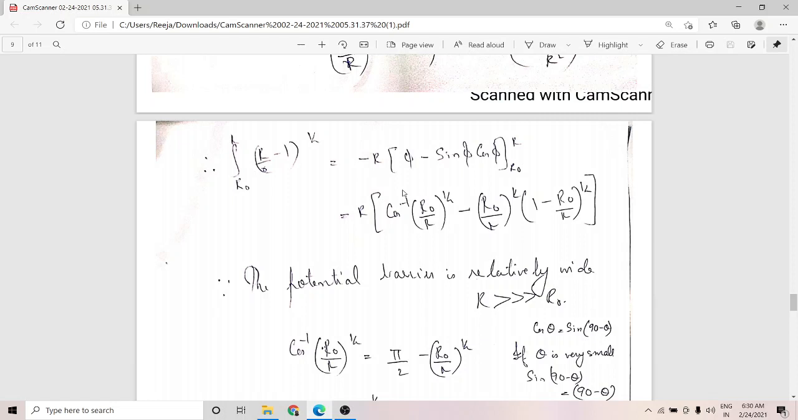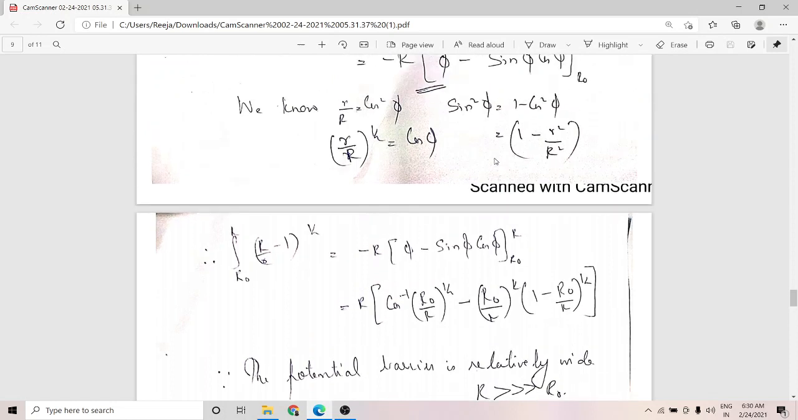So cos inverse phi is cos inverse r0 by r the whole raised to half, minus cos phi, sin phi, cos phi, all are replaced from here. Okay, phi is cos inverse root of r0 by r. Then cos phi is r0 by r the whole raised to half. Sin phi, that part also is 1 minus r0 by r the whole raised to half.